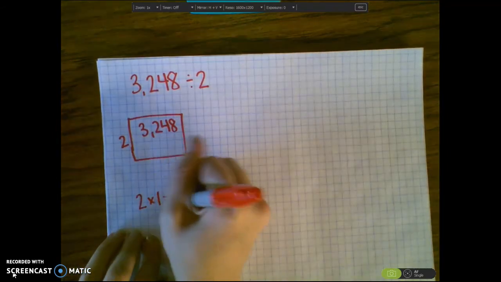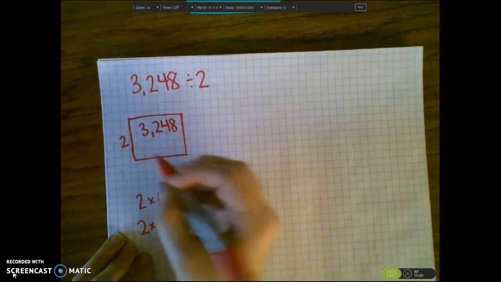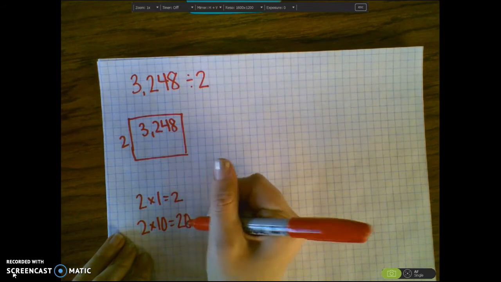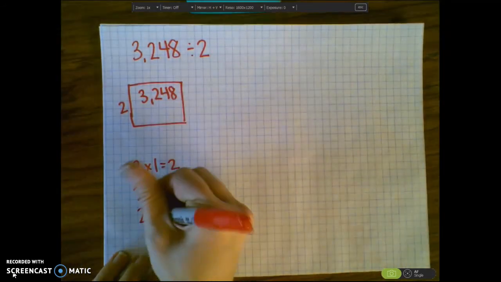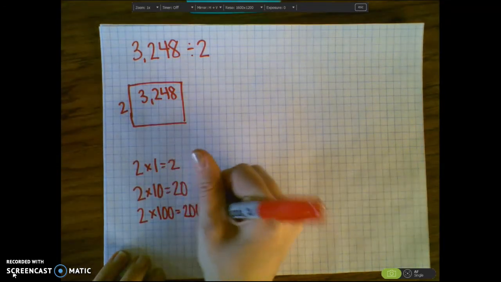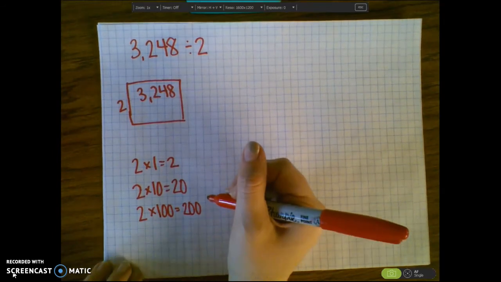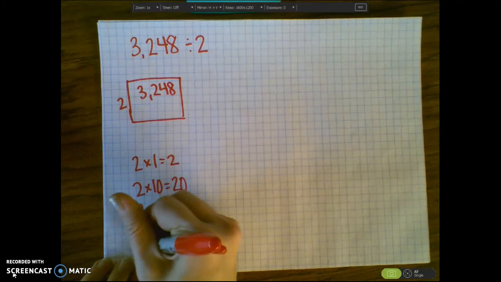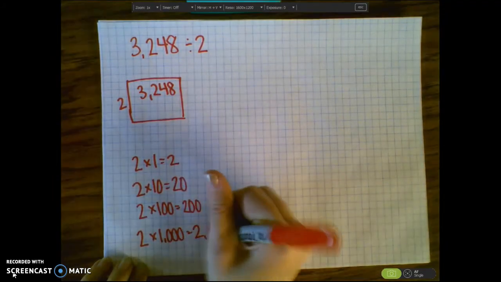2 times 1 is 2. How about 2 times 10? 2 times 10 is 20. That would still take a very, very long time. So I'm going to go to 2 times 100. 2 times 100 is 200. That still might take a while, not quite as long, but it would take many steps. So let's even go up to 2 times 1,000. That would be 2,000.